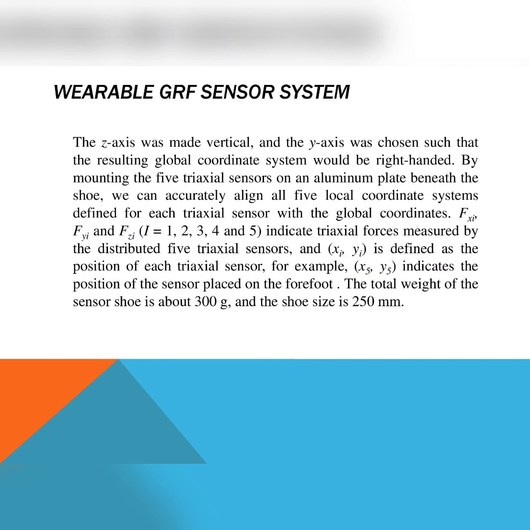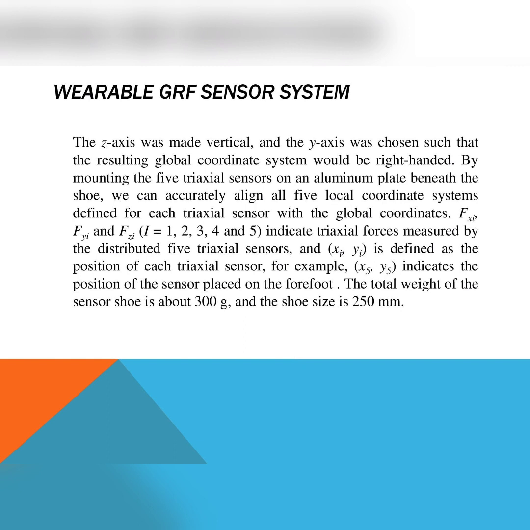The z-axis was made vertical and the y-axis was shown such that the resulting global coordinate system would be right-handed. By mounting the 5 triaxial sensors on an aluminum plate beneath the shoe, we can accurately align all 5 local coordinate systems defined for each triaxial sensor with global coordinates.